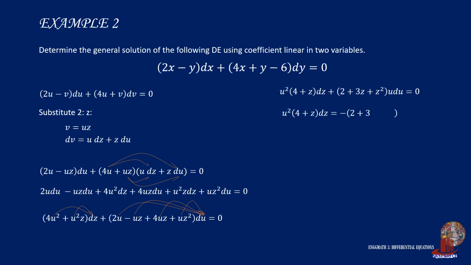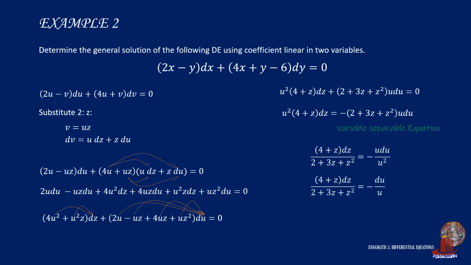If we move the other term to the opposite side of the equal sign, we can note that the resulting equation is a variable-separable equation, so collect similar terms and then simplify u over u squared, making the right term a negative of du all over u. However, the left term is somehow more complicated. How do we integrate 4 plus z all over the quantity of 2 plus 3z plus z squared? We need to simplify the denominator to z in the first degree.